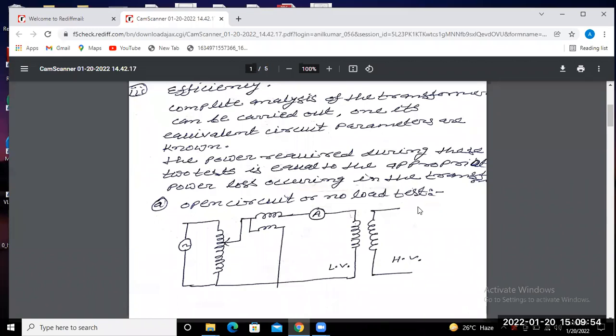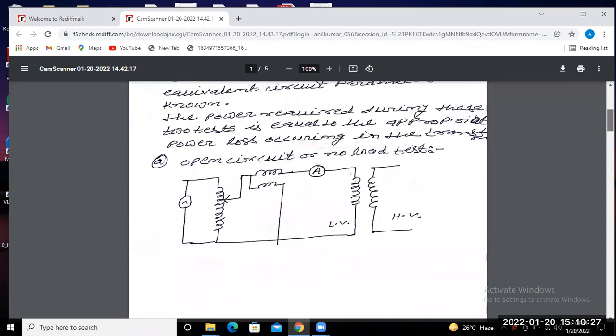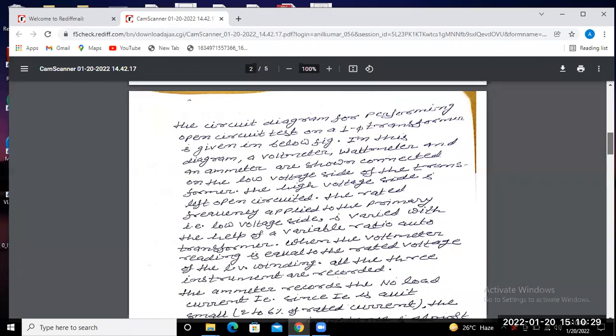Remember, if you recall the phasor diagram also, or the power equation, core loss is nothing but can be represented as V I cos theta. That means V1 into no load current into cos theta 0. Okay, V1 into no load current cos theta 0.